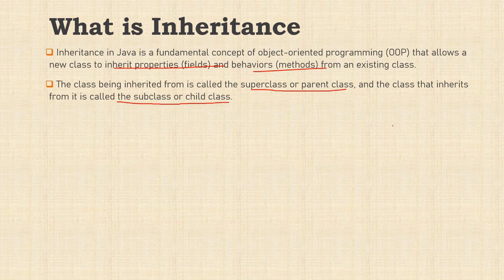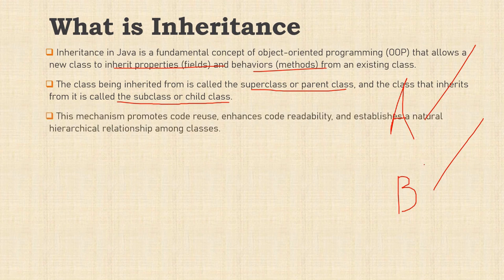Let me give one example. Class A is there and class B is there. From class A you are going to inherit in class B. So class A will be the parent class and class B will be the child class.